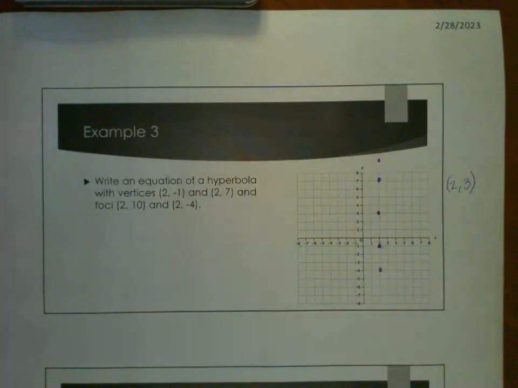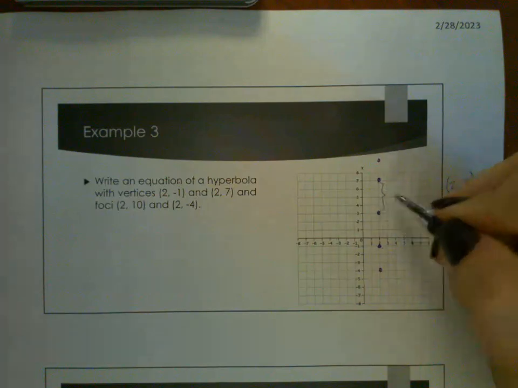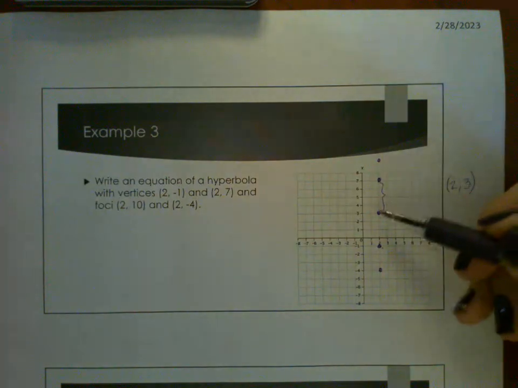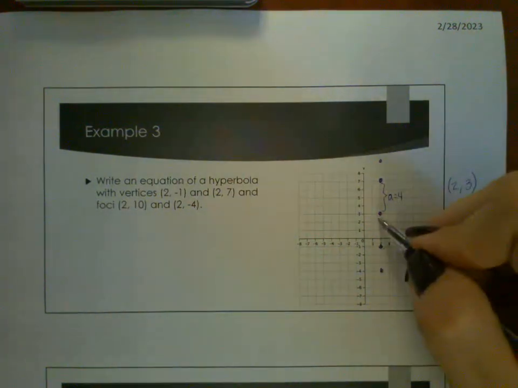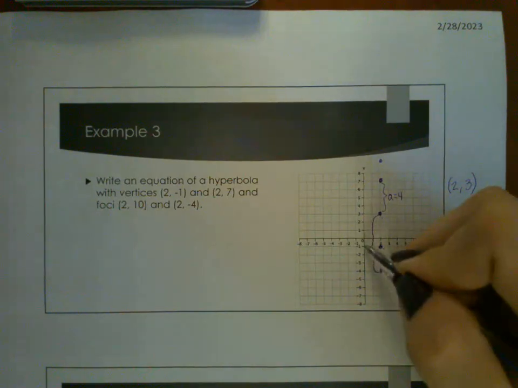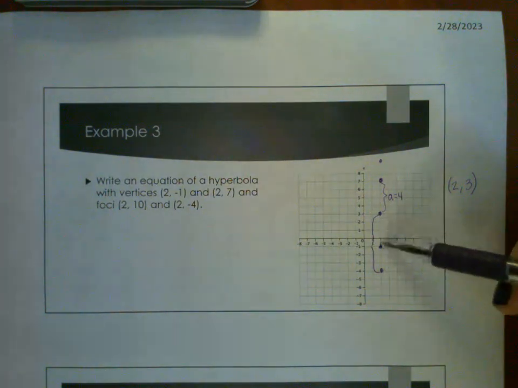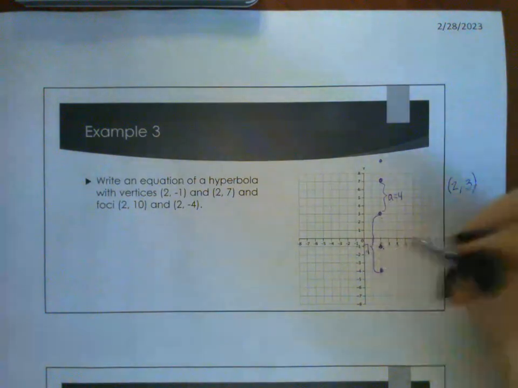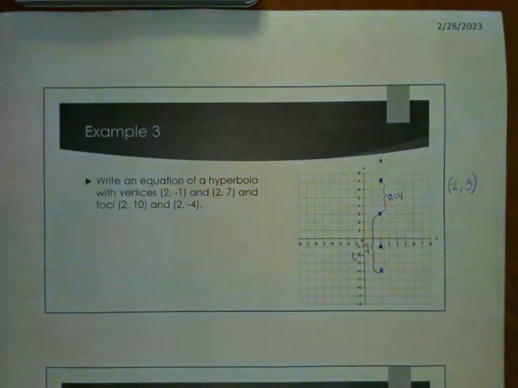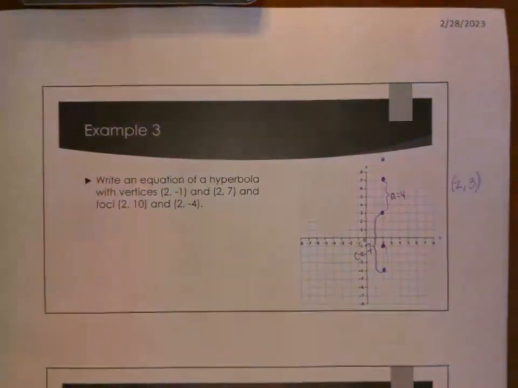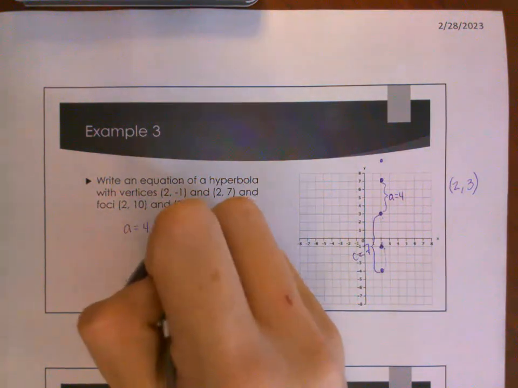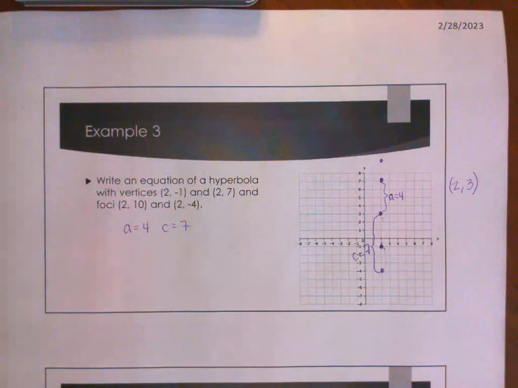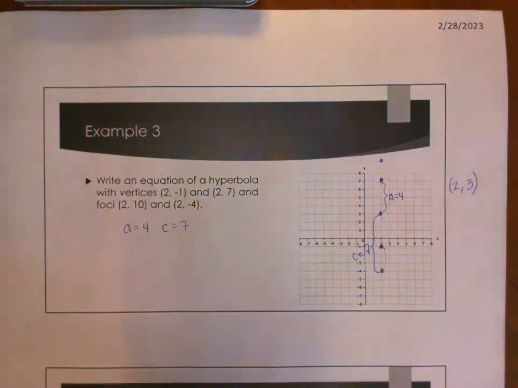All right, so my next step is to identify what is my A value. So A is going to be the distance. So I've got a distance from 3 to 7. So that means A equals 4. Then I can find my C value. And C value is going to be 4 plus another 3. So that's going to be a distance of 7. So C equals 7. All right, so we have our A value of 4, our C value of 7, and I can put that together to find the B value using the equation for foci of a hyperbola.